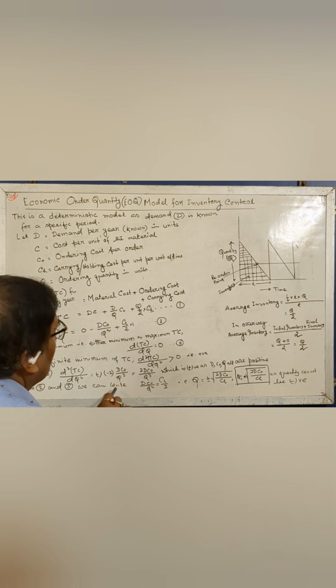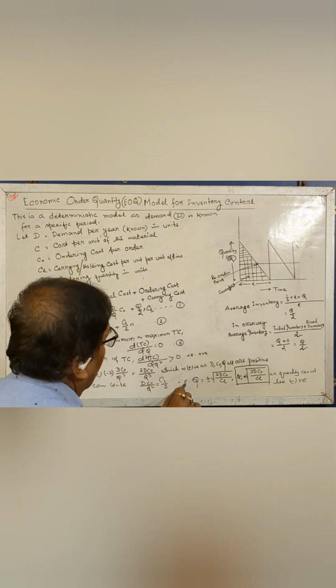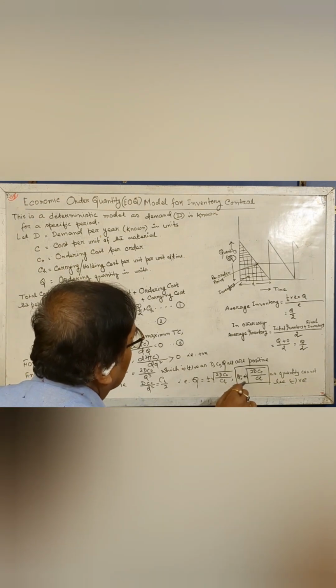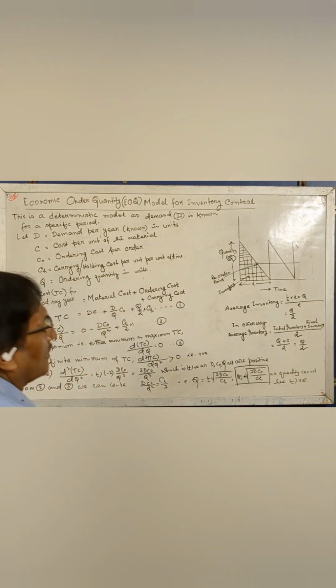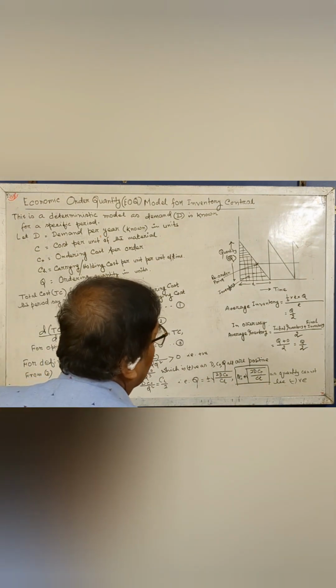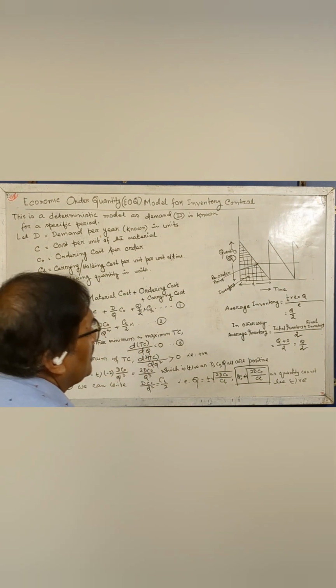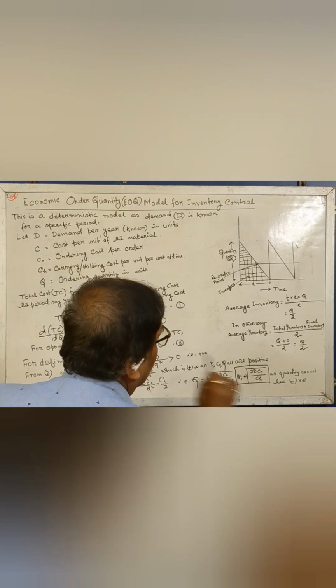From 2 and 3, we can write this, and after solving, Q0 is equal to this. This is the optimum quantity, that is, the best quantity for which the total cost will be minimum, and this is called the economic order quantity.